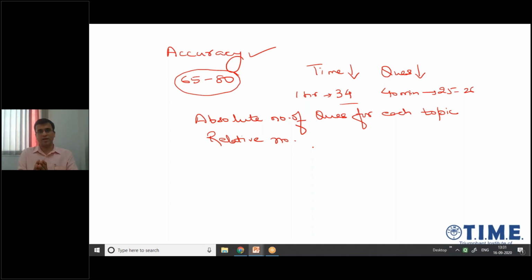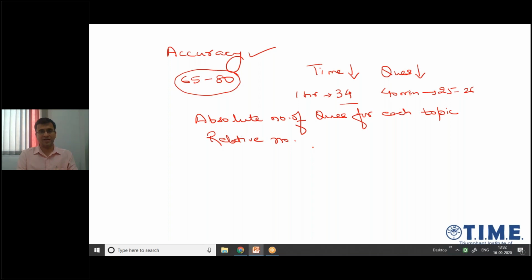Don't worry about anything. There's nothing major. There's nothing earth-shattering that has happened. It is simply a change in time and change in the number of questions. Absolutely no change is required in how you are preparing or how you are giving your mock tests. Everything will essentially remain the same. Just focus on your preparation.